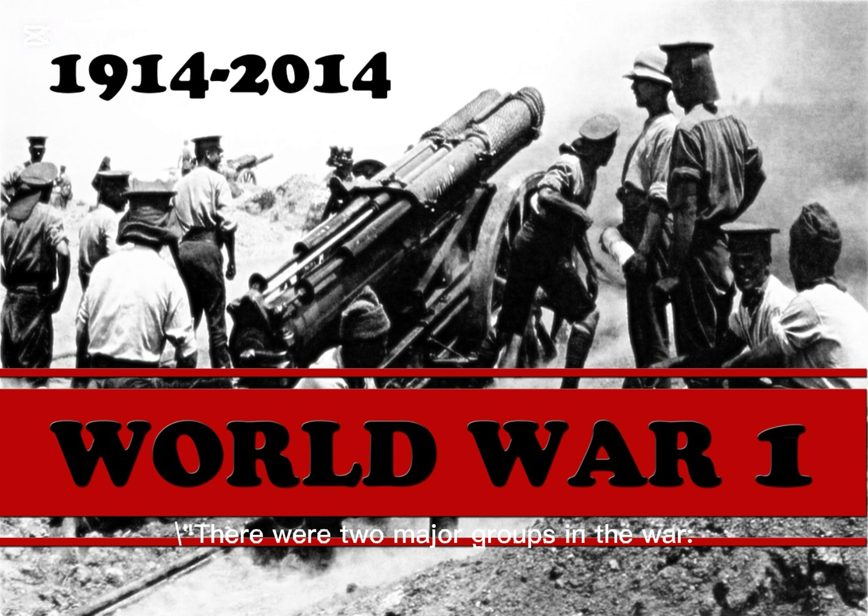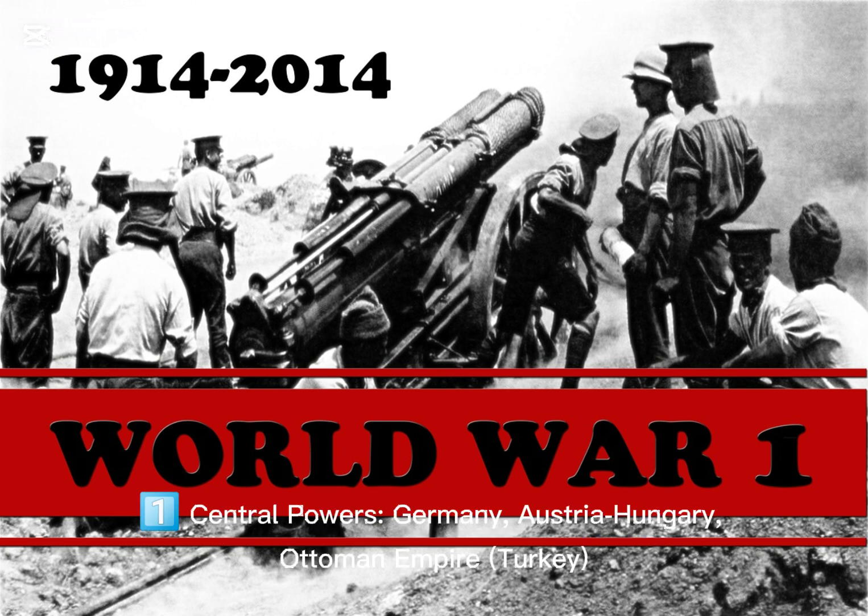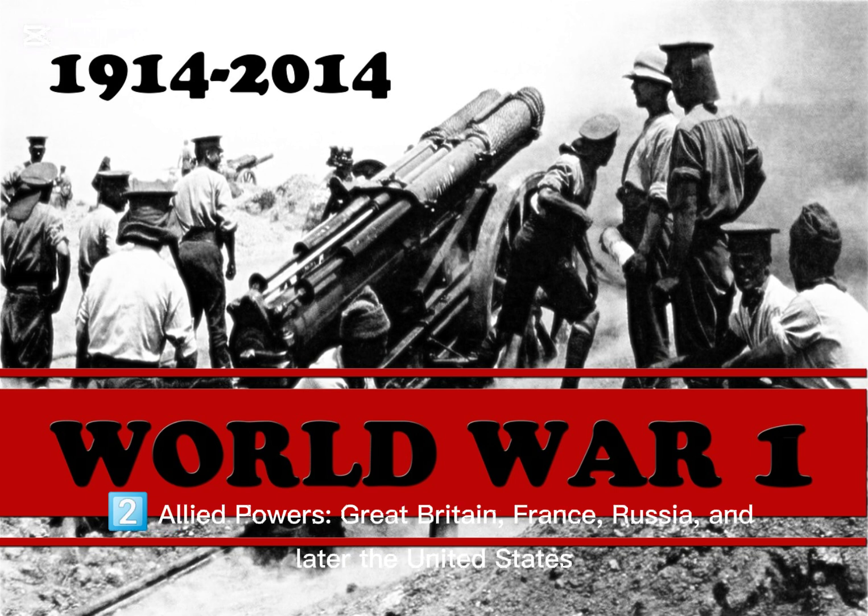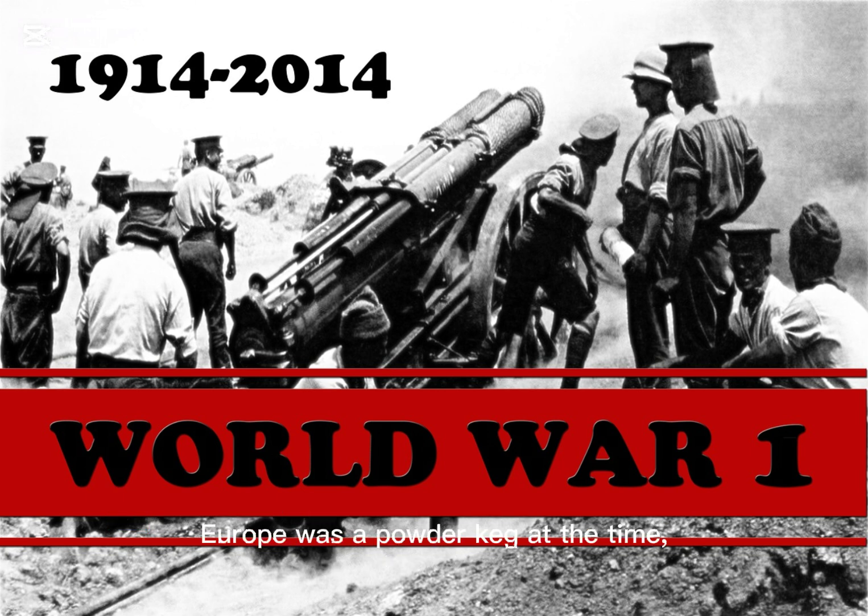There were two major groups in the war. Group 1: Central Powers, Germany, Austria-Hungary, Ottoman Empire, Turkey. Group 2: Allied Powers, Great Britain, France, Russia, and later the United States. Europe was a powder keg at the time, and the alliances dragged everyone into the war.